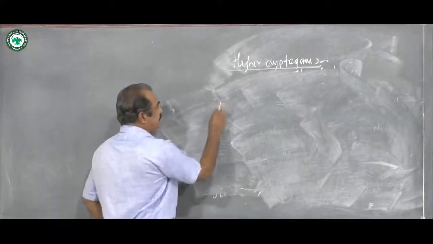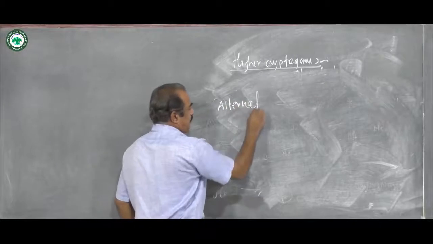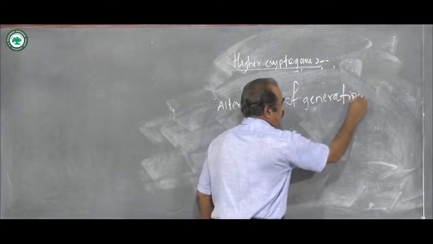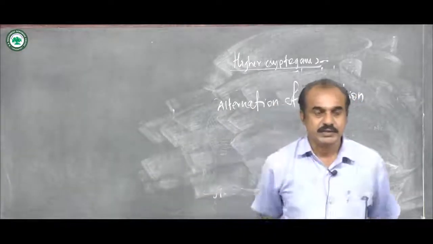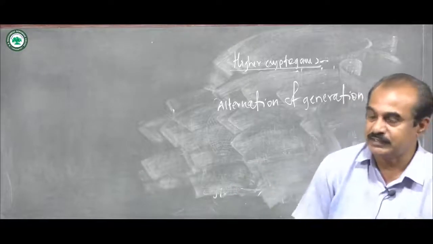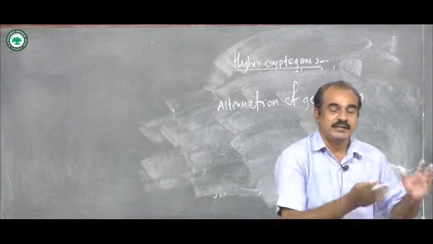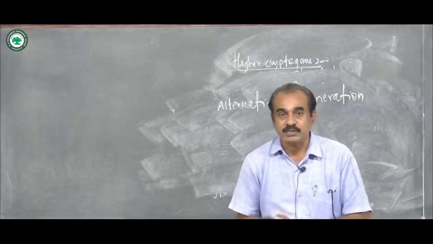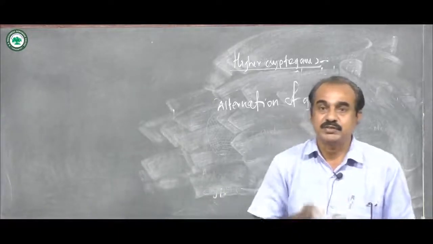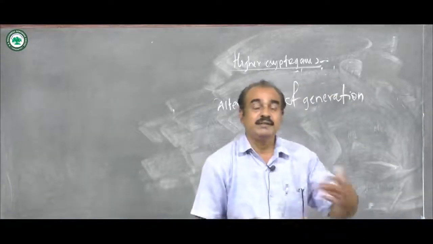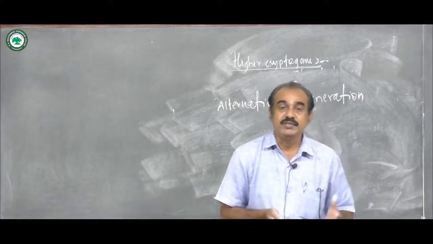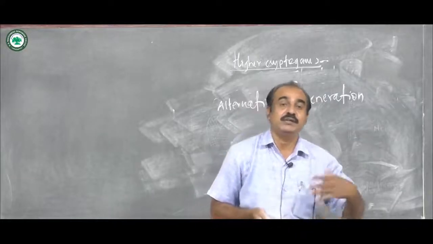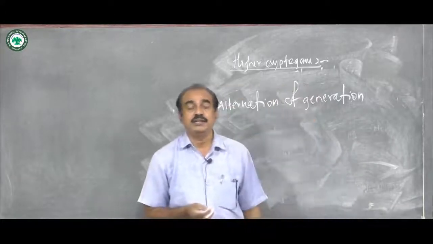Now alternation of generation. In bryophyta, there are two distinct generations, that is the gametophytic generation and the sporophytic generation. The gametophytic generation gives the gametes, that is the male gamete and female gamete, while the other generation, which is called the sporophyte, gives the spores. Now, when this sporophyte generation gives the spores, they germinate into a gametophyte, and when the gametophyte develops, it produces the gametes. And in this way, both these generations, that is the gametophytic generation and sporophytic generation, continuously alternate with each other, and this is called the alternation of generation.